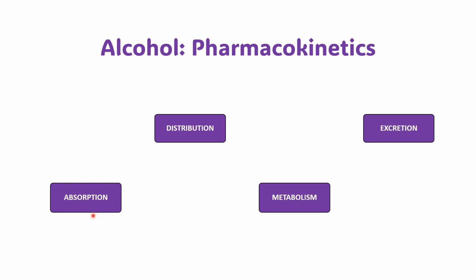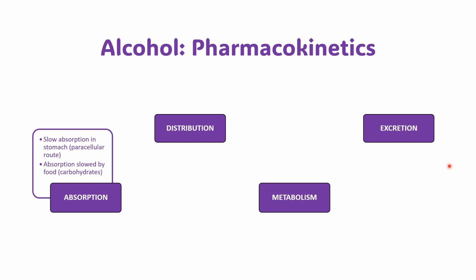Okay, so generally speaking, alcohol's slowly absorbed from the stomach, and it's more rapidly absorbed from the small intestine. Alcohol's also water soluble, and that means that it doesn't enter fat. Like I said, it's slowly absorbed in the stomach via the paracellular route, so not into cells. It's between cells essentially, and the absorption is slowed by food, particularly carbohydrates. Absorption is also faster when alcohol is carbonated. So if you've ever drank champagne, you tend to feel the effects more quickly because of that carbonation.